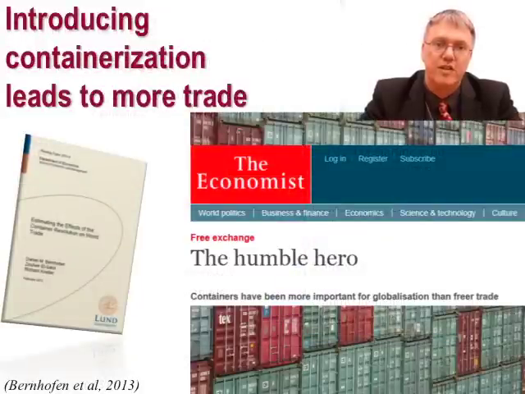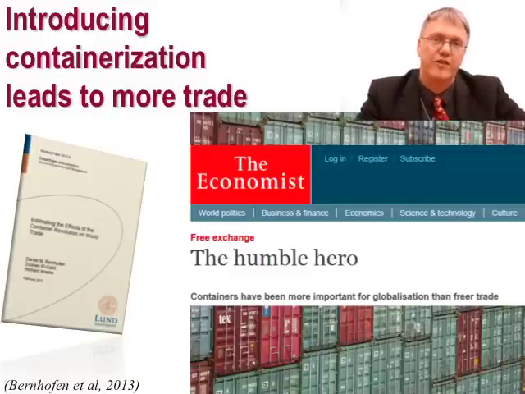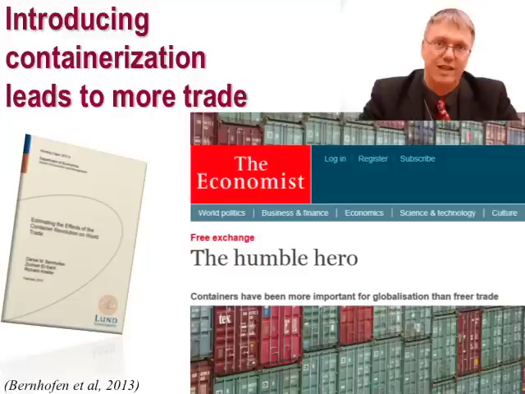The Economist not long ago had an article that was titled "The Humble Hero." The humble hero is the container. It has been shown that containerization has a stronger impact on trade volumes and trade costs than, for example, joining the GATT or other trade liberalization measures.